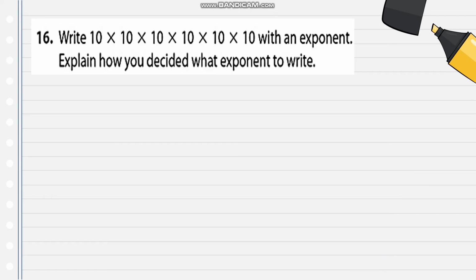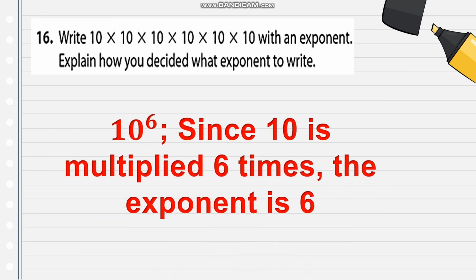Next question. Write 10 multiplied by 10 multiplied by 10 multiplied by 10 multiplied by 10 multiplied by 10 with an exponent, and explain how you decided what exponent to write. So the answer is 10 to the 6th power. Why? Since 10 is multiplied 6 times, the exponent must be 6.